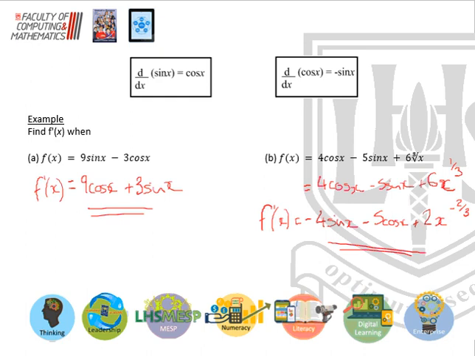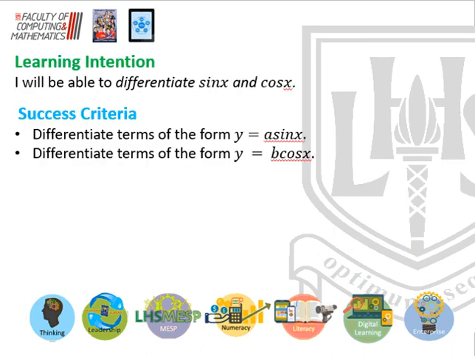But the important thing here is that you know how to differentiate in terms of the form y equals a sine x. Sine becomes cos. And being able to differentiate in terms of the form y equals b cos x. So cos x becomes negative sine.